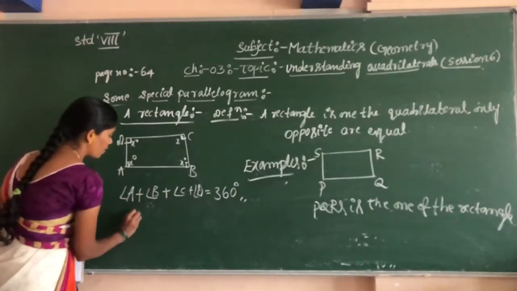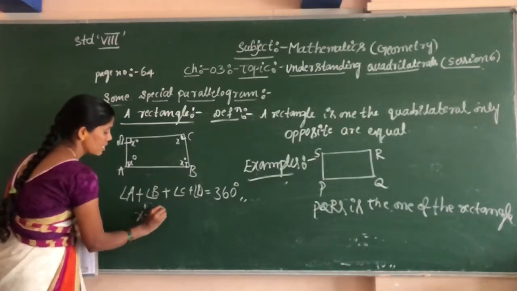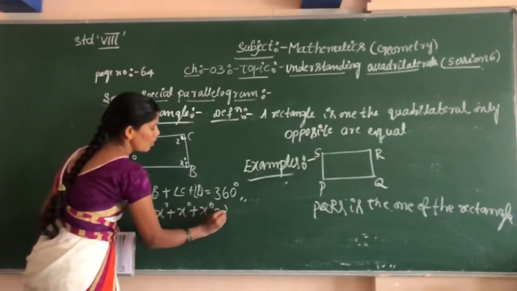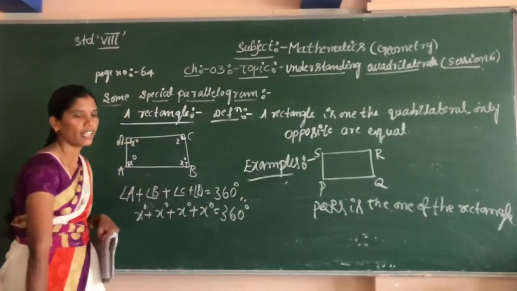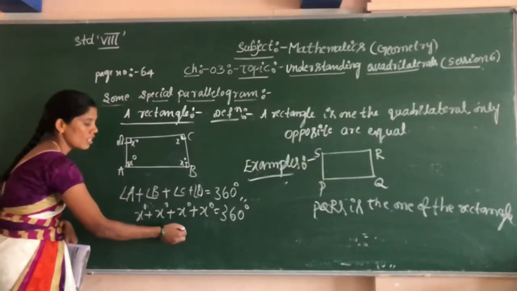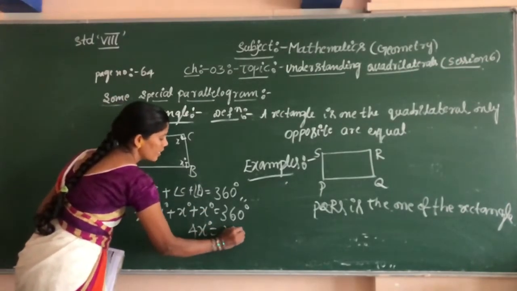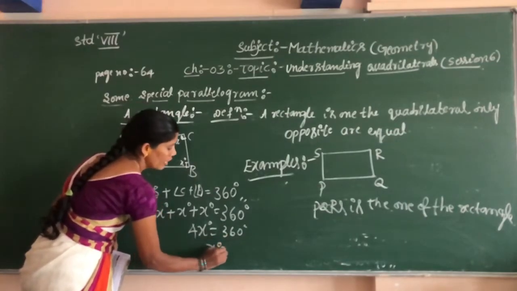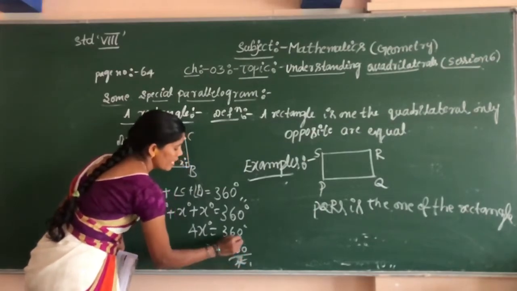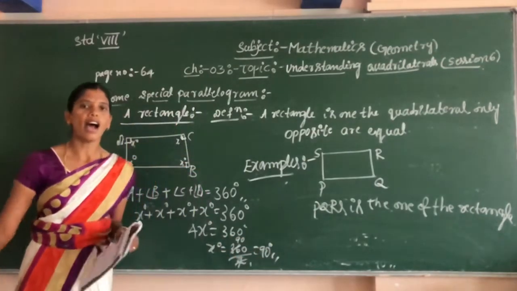Okay, if you represent it as x degree, what is that? x degree plus x degree plus x degree plus x degree is equal to how many? 360 degrees. So x plus x is 2x, 2x plus x is 3x, 3x plus x is 4x, equal to 360 degrees. x degree is equal to 360 degrees divided by 4. 4 ones are 4, 4 nines are 36, so 90. Okay, children, have you got it?